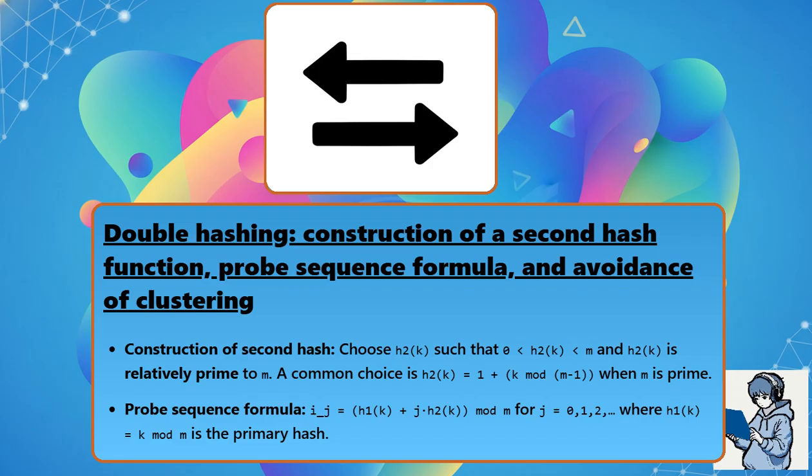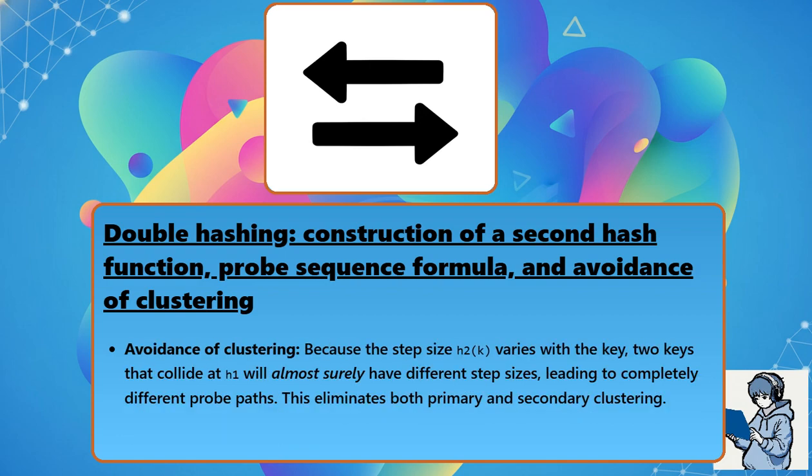Probe sequence formula: i sub j equals (H1 of k plus j times H2 of k) modulo m for j equals 0, 1, 2, and so on, where H1 of k equals k modulo m is the primary hash. Avoidance of clustering: because the step size H2 of k varies with the key, two keys that collide at H1 will almost surely have different step sizes, leading to completely different probe paths. This eliminates both primary and secondary clustering.